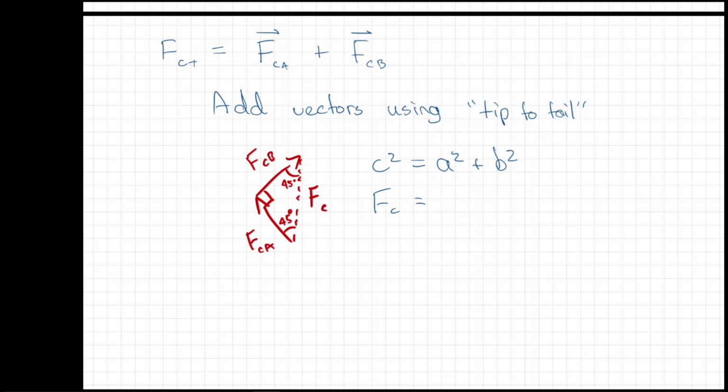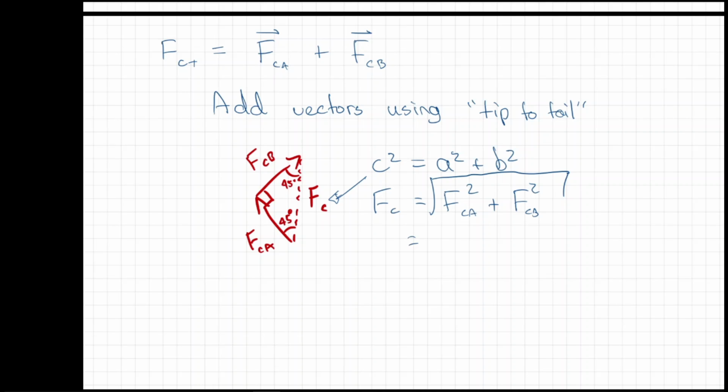FC equals FCA plus FCB, each of them squared. Take the square root of that. If I lost you there because you haven't done Pythag in a while, I just took the square root of both sides. The square root of C squared just becomes C, but that C is this.